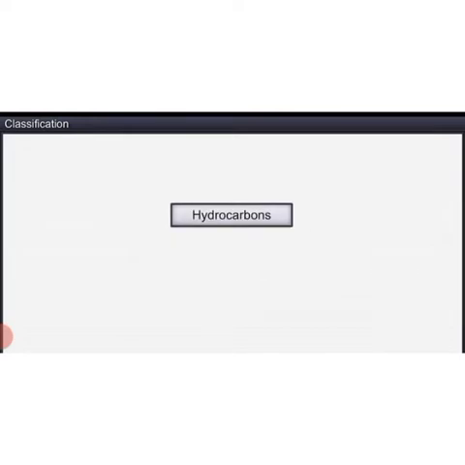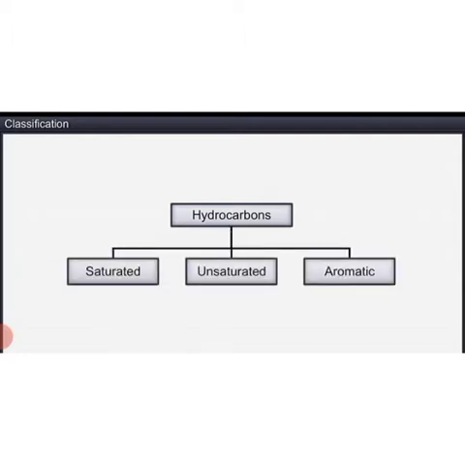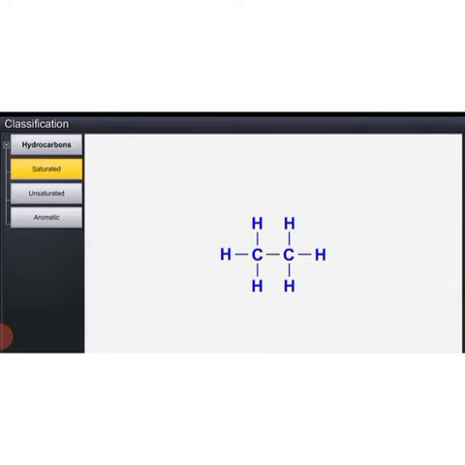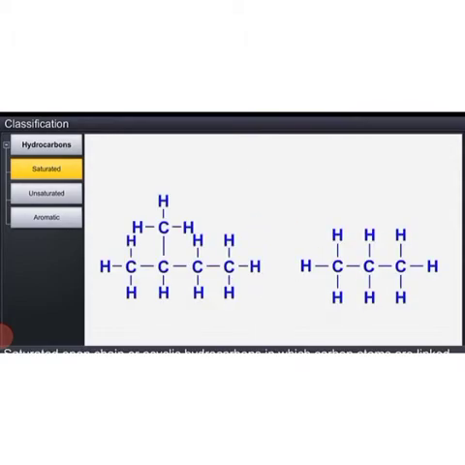On the basis of carbon skeleton, that is, the type of carbon-carbon bonds, hydrocarbons can be classified into three main categories: saturated, unsaturated, and aromatic hydrocarbons. Saturated hydrocarbons are the hydrocarbons consisting of carbon-to-carbon single bonds. Saturated, open-chain, or acyclic hydrocarbons, in which carbon atoms are linked by straight or branched chains, are called alkanes.